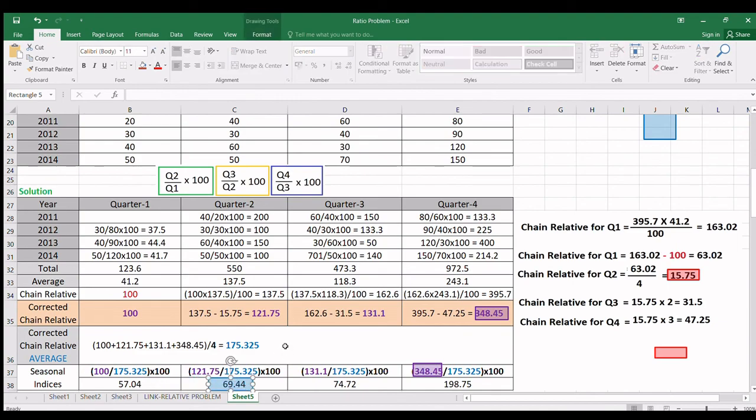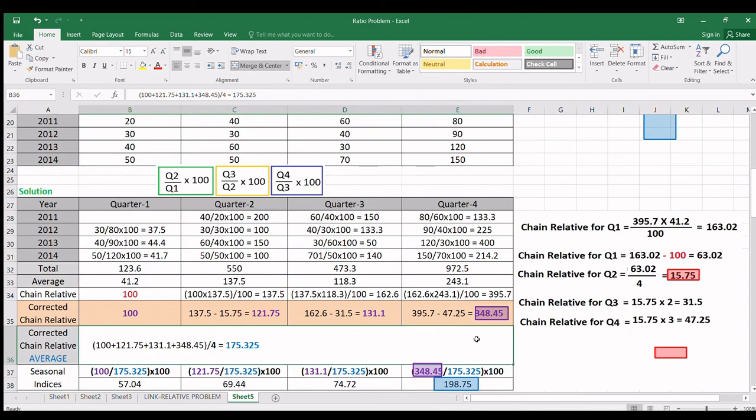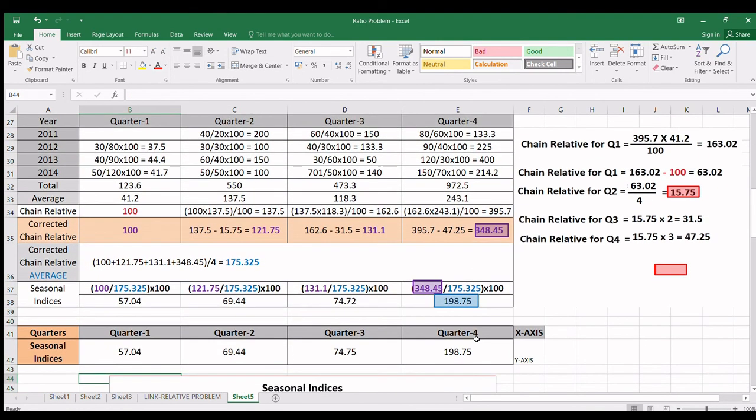Same like this for the second quarter, 69.44. For the third quarter, 74.72. For the fourth quarter, I got 198.75. So I got the seasonal indices. Based upon my seasonal indices, I'm going to create a tabulation of all 4 quarters and seasonal indices.